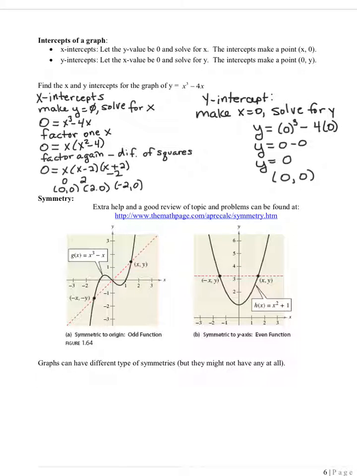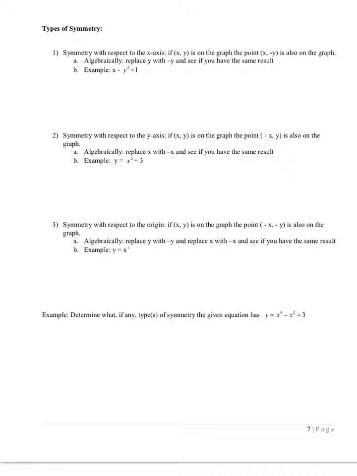Now let's take a look at graph symmetries. Some graphs have symmetry about the origin or about one of the axes, and some graphs don't have any symmetry at all. So we're going to look at some graphs and analyze whether or not they have symmetry and about which axis they have symmetry. We are going to be taking a look at 3 different kinds of symmetry. The first kind is symmetry with respect to the x-axis. The second kind is symmetry with respect to the y-axis. And the third kind is symmetry with respect to the origin.